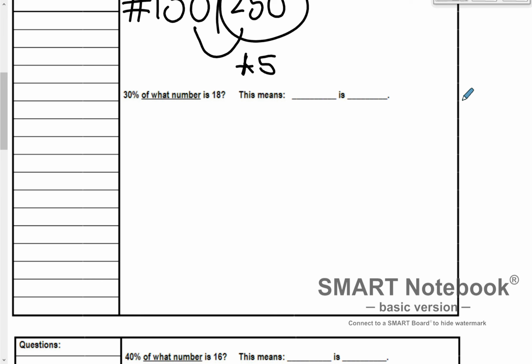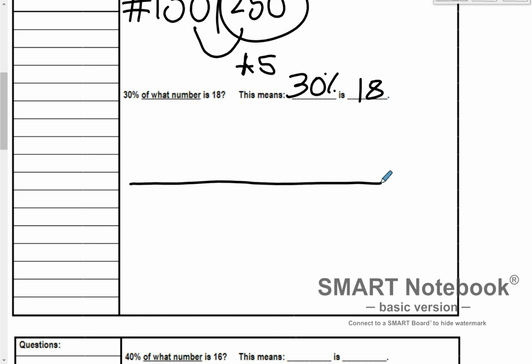All right, next we have 30% of what number is 18. This means that 30% equals 18. So 30% is 18. So I'm going to start setting up that table. I've got my percent and my number. Remember, my labels always go first. Otherwise, it's so hard to make meaning of this table if we don't know which number is the percent and which one is the number, because we might accidentally try to get this one down here to be 100 when we need the percent to be 100.